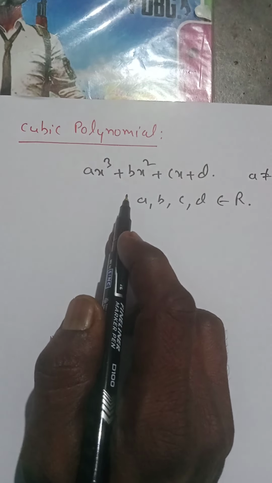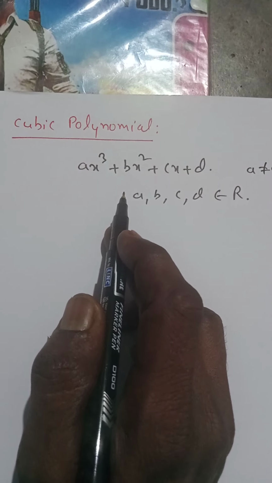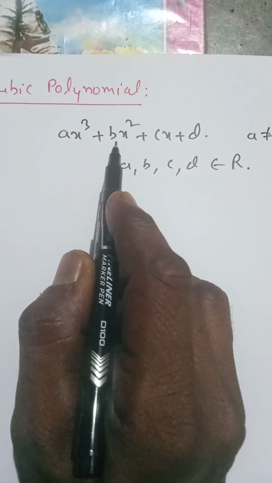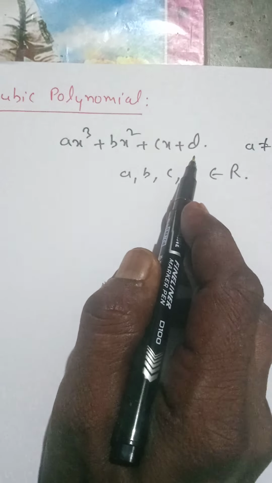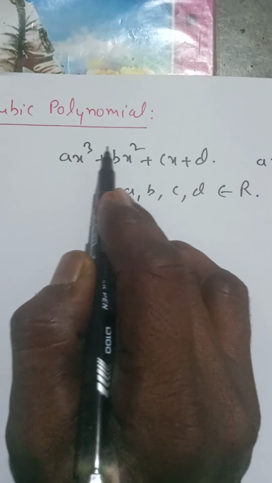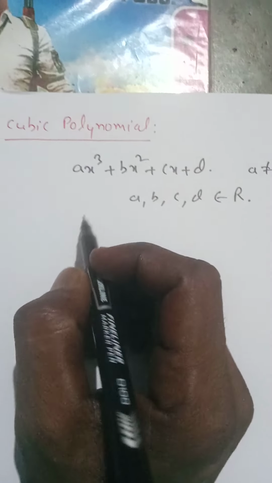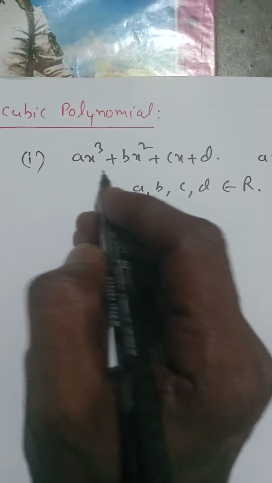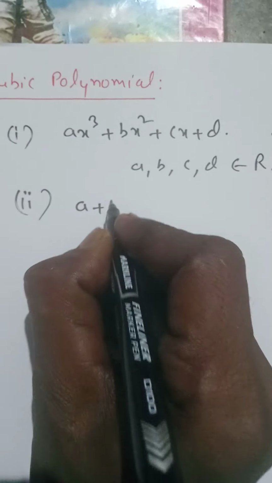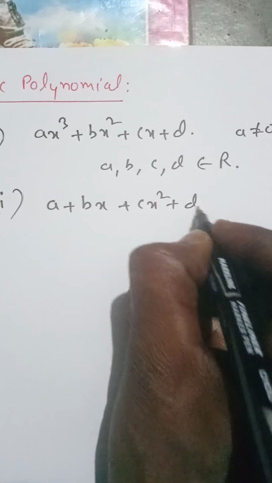So you need to remember, whenever you are writing the standard form and the general form of the polynomial, we must write in this form only: ax cube plus bx square plus cx plus d. And you need to remember here the powers of the variable must be in decreasing order, or else they may be in increasing order also. Sometimes we can write the general form of a cubic polynomial like this also: a plus bx plus cx square plus dx cube.